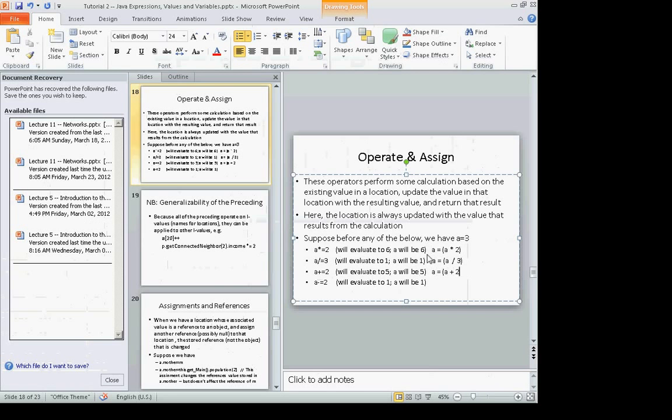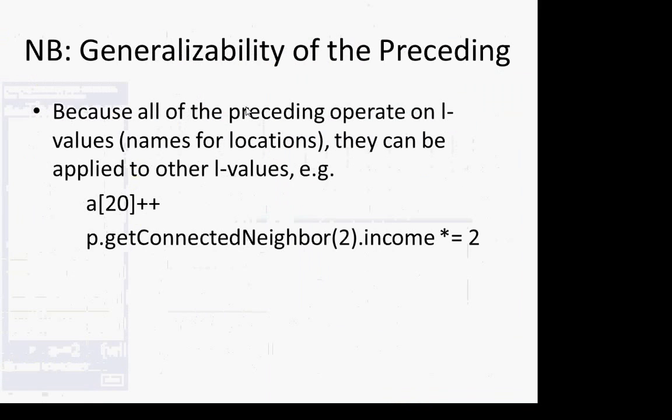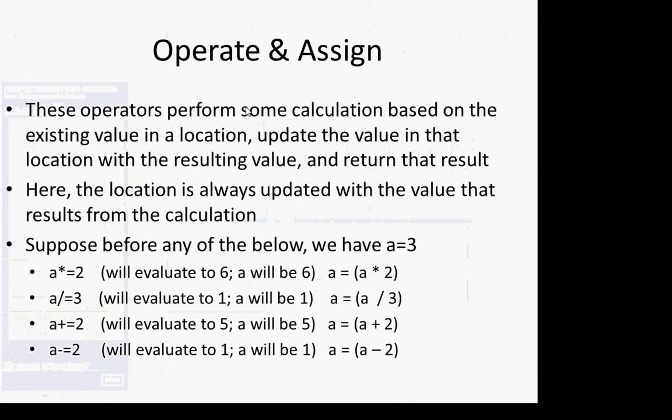A minus equals 2 is A equals A minus 2. So this is just a shorthand way, so you don't have to write A again. And it's clear that you're modifying it by a certain amount and assigning it. So these can be called operate and assign components. Now, because you can use these without values, you can use it here.